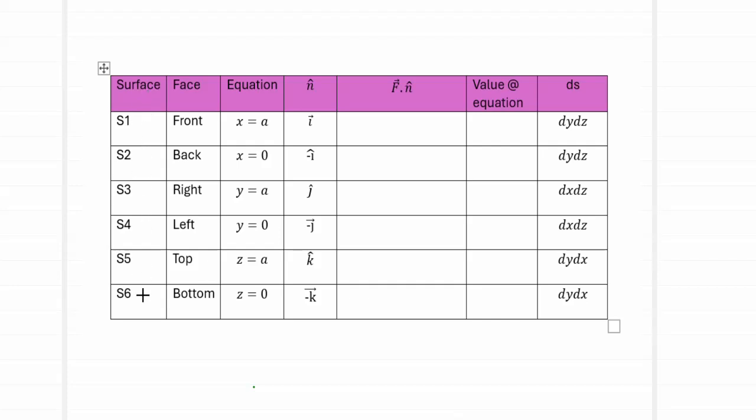So what we are doing is representing the 6 faces as S1, S2, S3, S4, S5, S6, the front, back, right, left, top, and bottom, with their corresponding equations and the corresponding n cap vector, and we have also noted the ds vector. So x equal to a means leave x, write dy dz. X equal to 0, leave x, write dy dz. Y equal to a, leave y, write dx dz. Z equal to 0, leave z, write dy dx. When you put all the quantities in a table, it becomes very easy for us to evaluate.